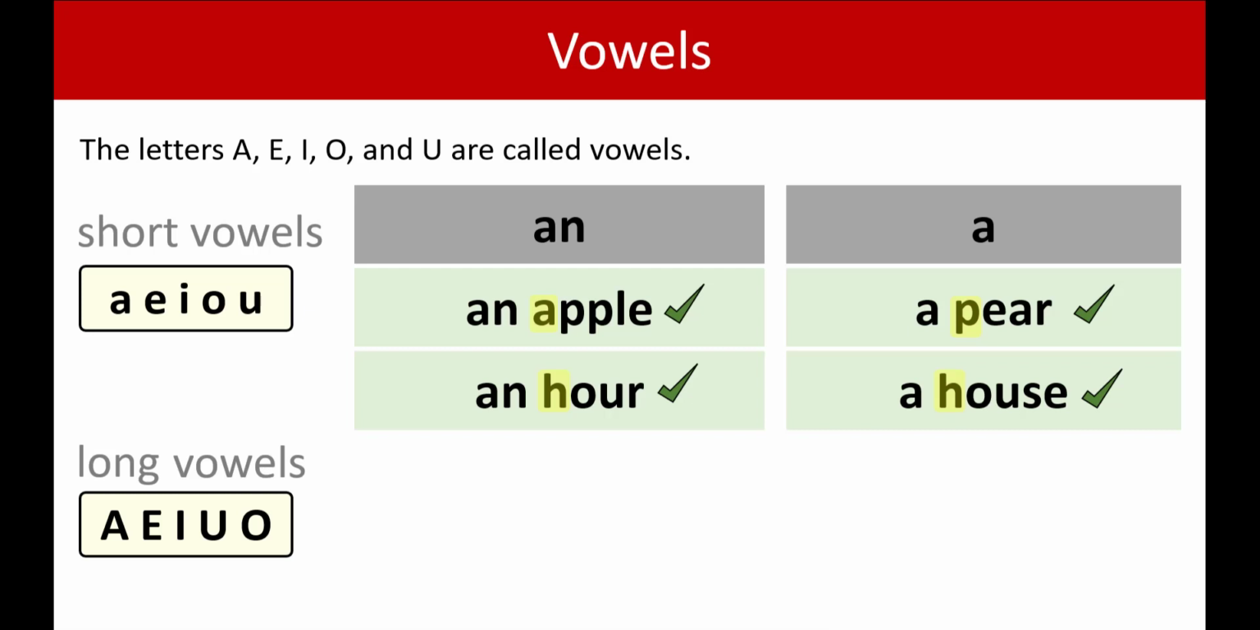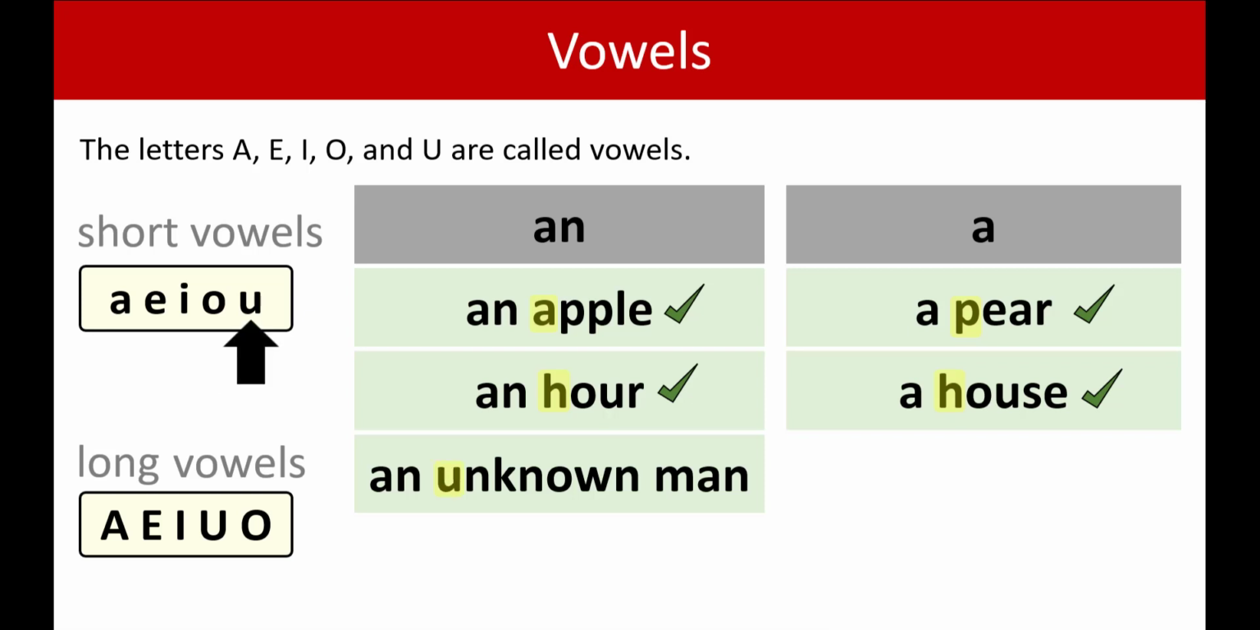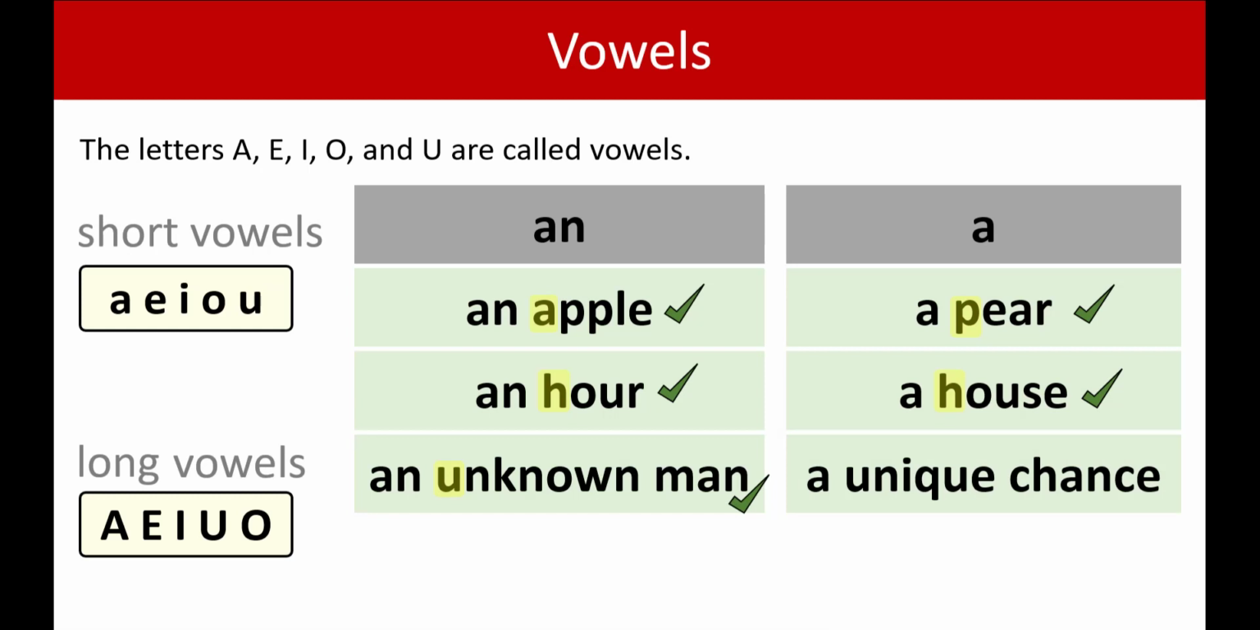Here is another example, an unknown man. Well, look at this. This is the short sound. It's a vowel, so we have an in front. This is correct. But look at this. It starts with the same 2 letters, but this time we have a unique chance. And that's because this time it starts with the y sound, which is a consonant. There is friction in the vocal tract to create the y sound.